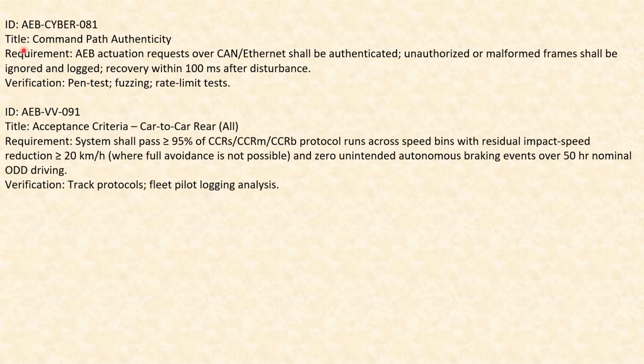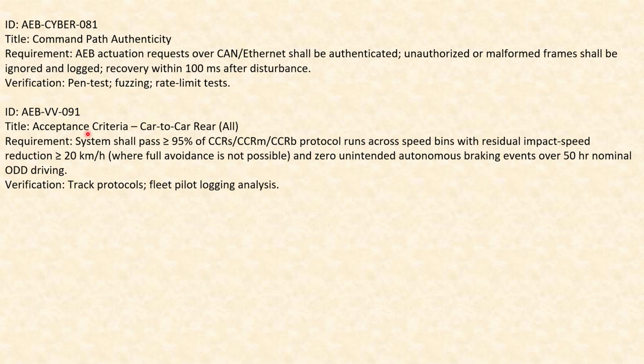So finally, command path authenticity. The AEB actuation requests over CAN and Ethernet shall be authenticated. Unauthorized or malformed frames shall be ignored or logged, with recovery within 100 milliseconds after disturbance. So how is it verified? With the help of penetration tests, commonly called pen tests, or fuzzing or rate limit tests. This ensures that CAN and Ethernet are working properly, which is also part of the cybersecurity requirement I touched upon in the previous slides.